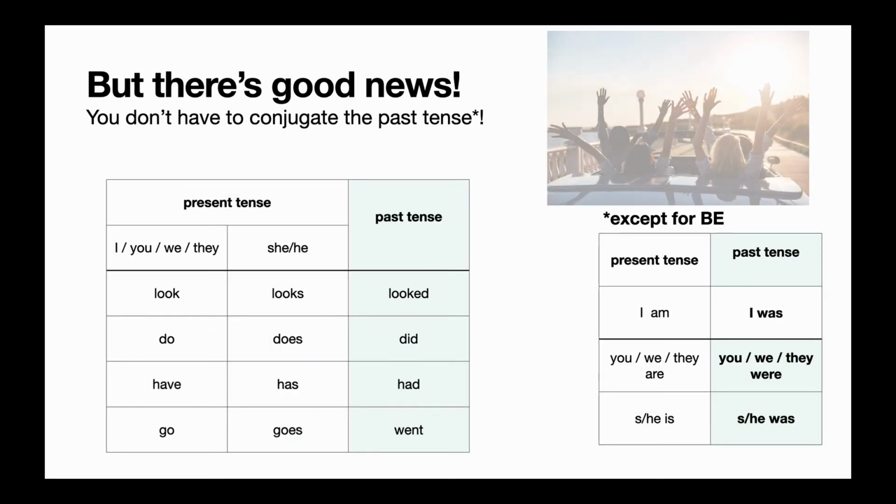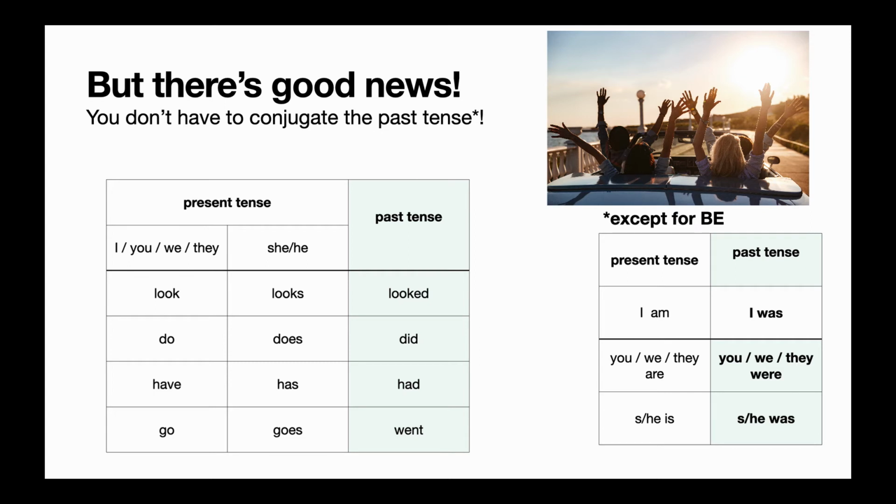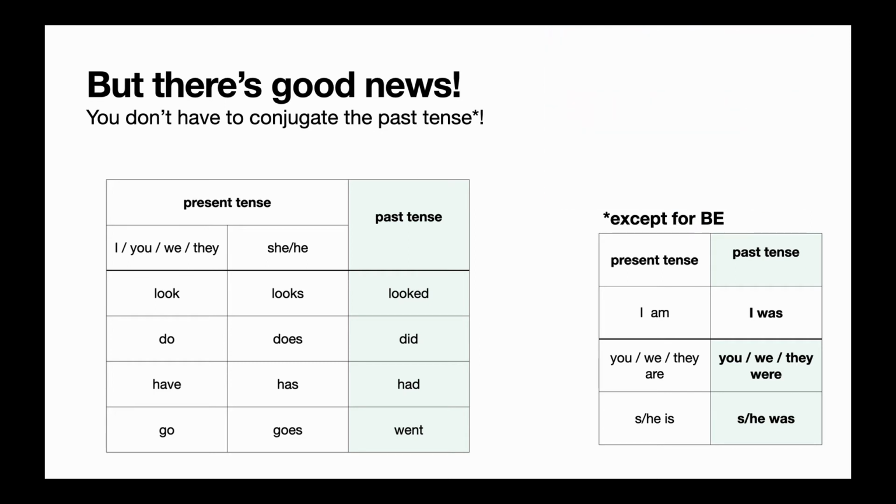But there's good news. When you use the irregular verbs, you don't have to conjugate the past tense. And the same thing is true for regular verbs. So when you use any verb in the past tense, you don't have to conjugate. So for example, in the present tense, you have to say, I look, you look, we look, they look, but she, he looks. But in the past tense, for all the subjects, it's just looked. I looked, you looked, we looked, they looked, she looked.